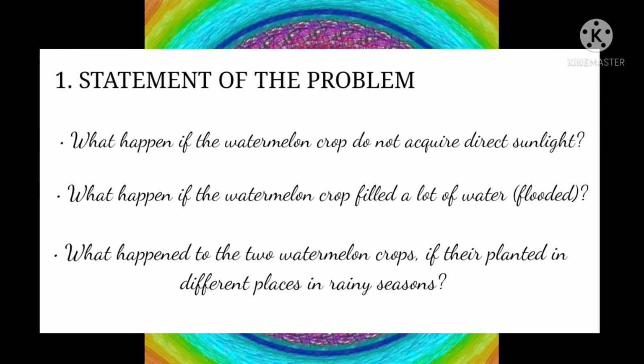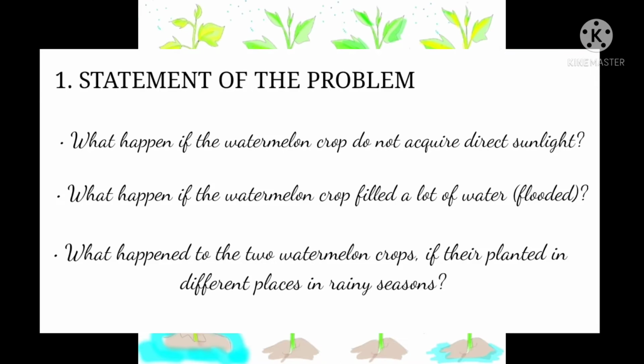Statement of the problem. There are 3 statements of the problem. First, what happens if the watermelon crop does not acquire direct sunlight? Second, what happens if the watermelon crop is filled with a lot of water, flooded? Third, what happens to the 2 watermelon crops if they're planted in different places? First is planted in the hill. Second is planted in the flat area.